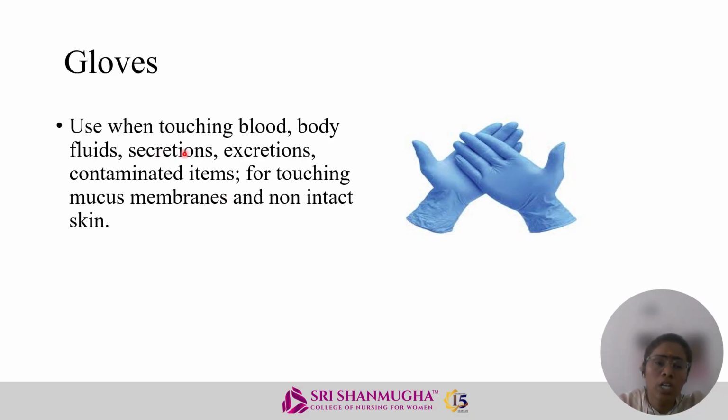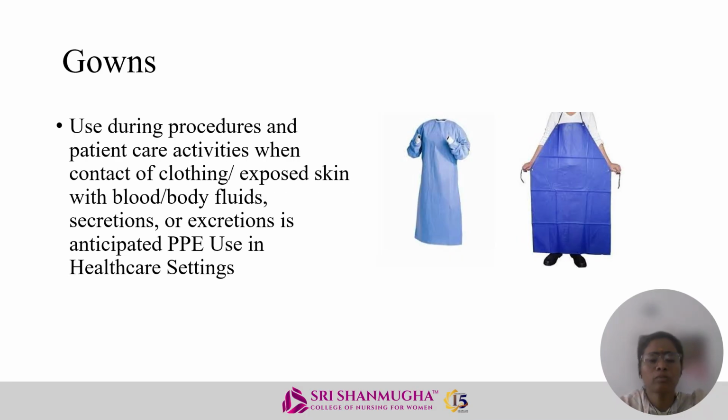So whenever you are touching blood, body fluids, secretions, or contaminated items, it is compulsory to wear gloves. Only then can you avoid bloodborne infection. Then gowns: used during procedures and patient care activities when contact of clothing or exposed skin with blood, body fluids, secretions or excretions is anticipated. PPE used in healthcare settings.